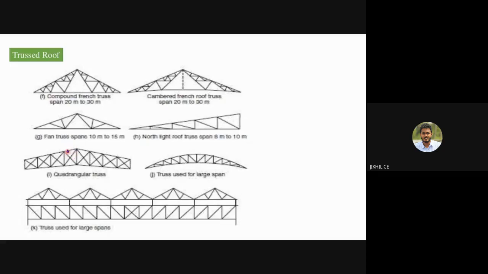Then we have the fan truss, used for spans between 10 meters and 15 meters, and the north light roof truss. This is also very commonly used.